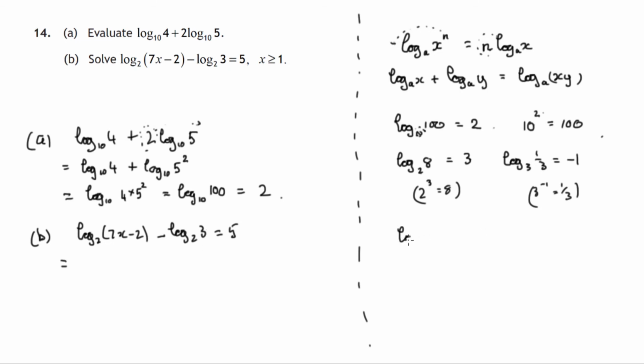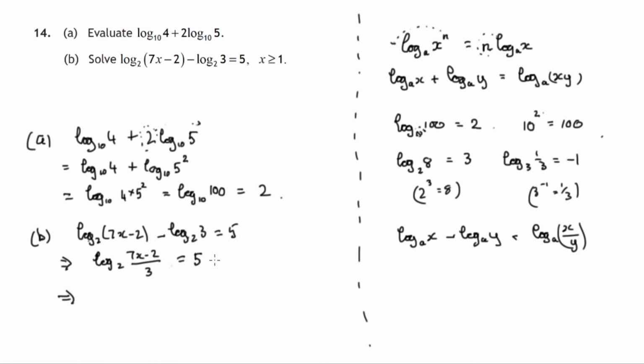So one of the other rules that you learnt: log to the base a of x minus log to the base a of y. When you're subtracting the logs of 2 numbers, you'll end up with the log of their quotient, what you get when you divide them. So in this case, log to the base 2 of this minus log to the base 2 of that will give you log to the base 2 of 7x minus 2 divided by 3. For subtracting the logs, we divide the numbers. 7x minus 2 divided by 3, and that equals 5.